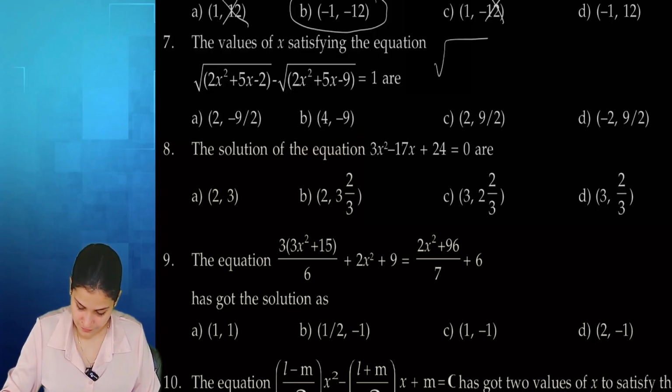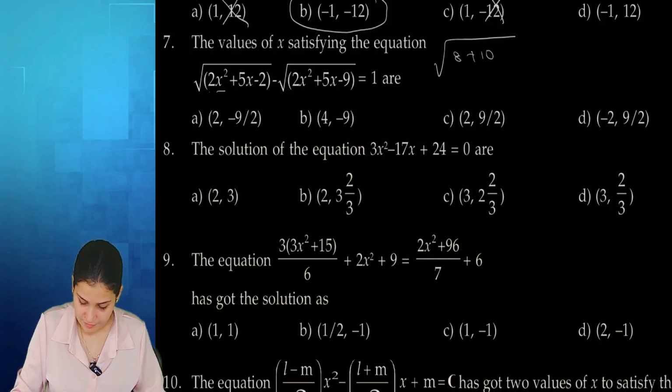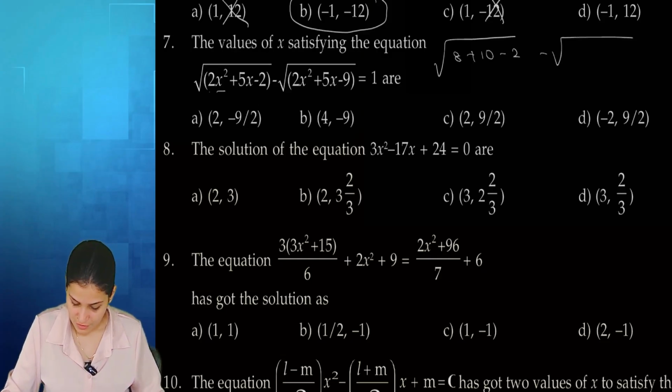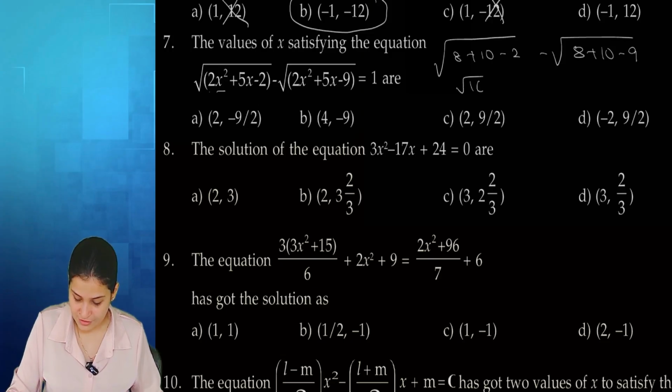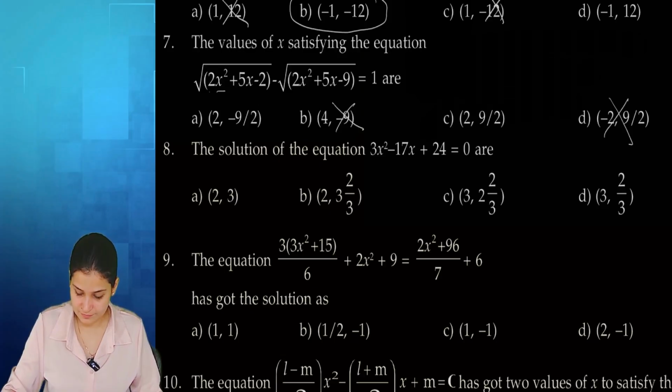Let's see. X equal to 2. 2 square is 4, 2 4s are 8. 5 2s are 10 minus 2. So 8 plus 10 minus 1 is 18 minus 2, which is 16. This is 9. So 4 minus 3 is 1. So x equal to 2 is an answer.